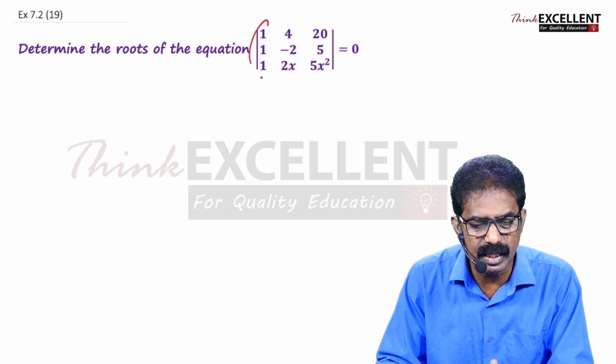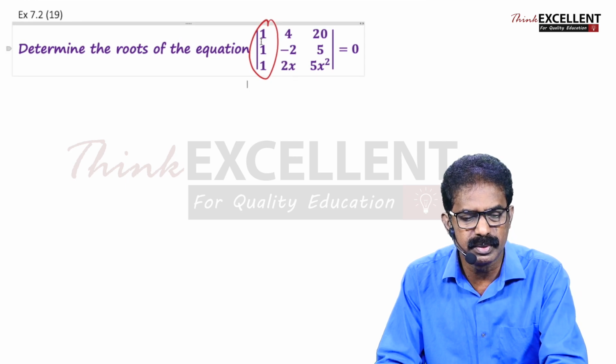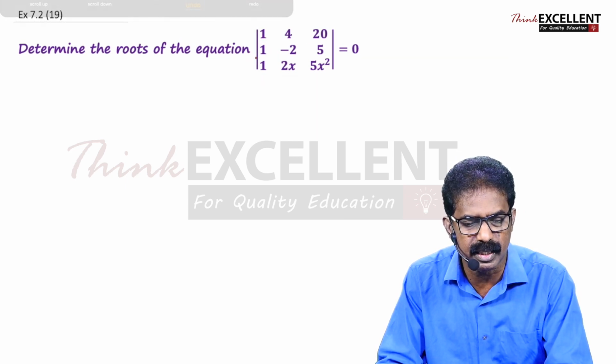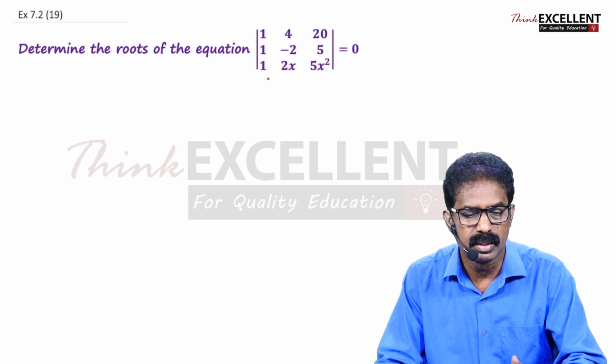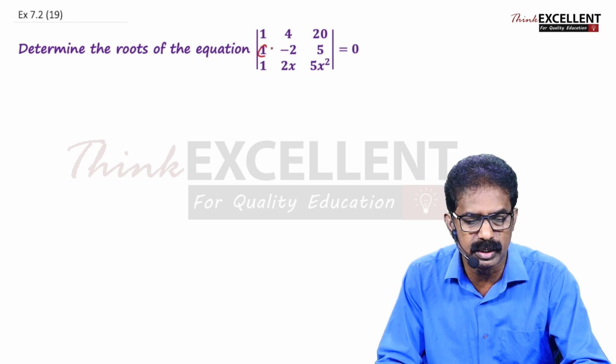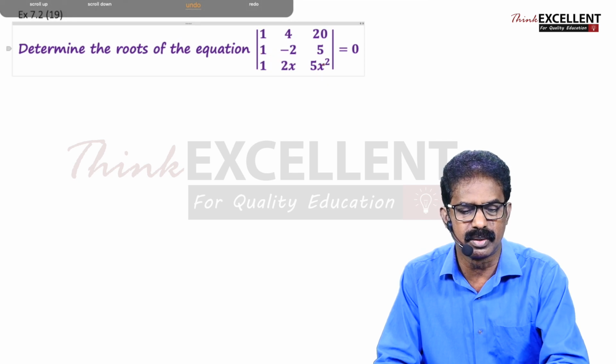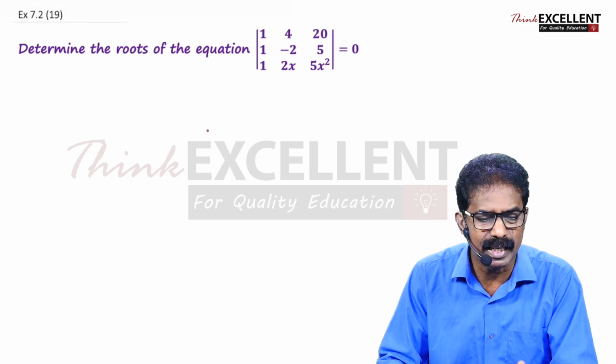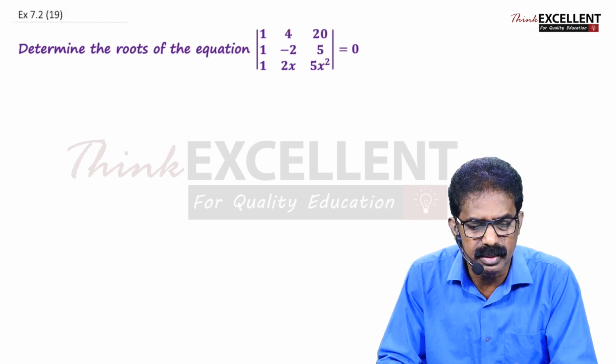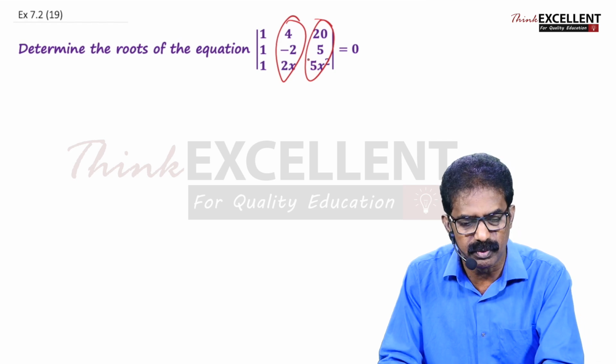Here, 3 ones are there. If you can make 2 of them 0, first row you write as it is, second row is second row minus first row, third row is third row minus first row. These 2 you can make 0, but here it looks complicated. So either you expand directly, or if something is common, you can take it out. In the second column, 2 is common. In the third column, you can see 5 is common. If you want, you can take it out.